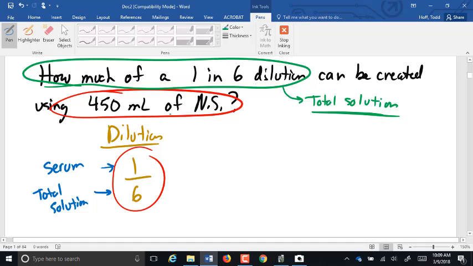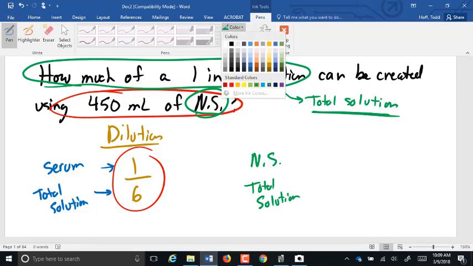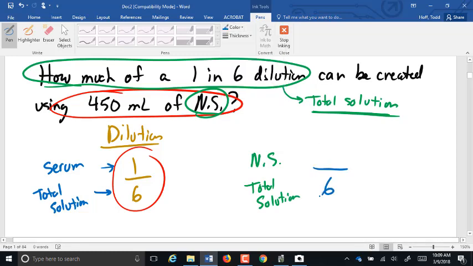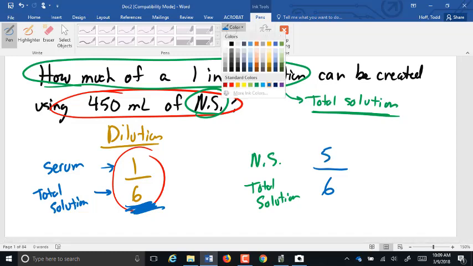So what we have, we're given the saline and we want to find the total solution. So what we'd really like to have here is that ratio of saline to total solution. Well, our total solution is still 6 parts. That doesn't change from over here. If one of those parts is serum, how many parts are saline? You got it, 5. 6 minus 1 is 5.